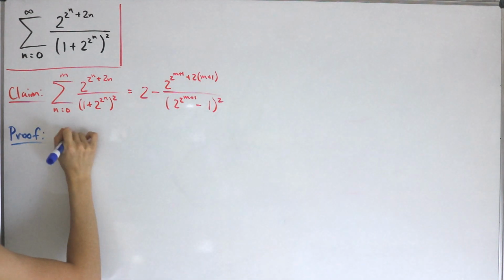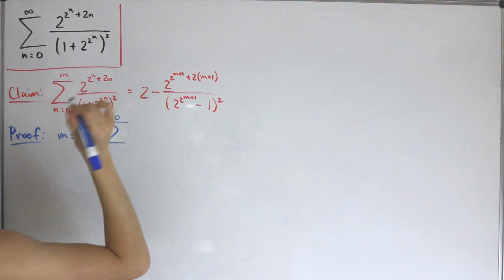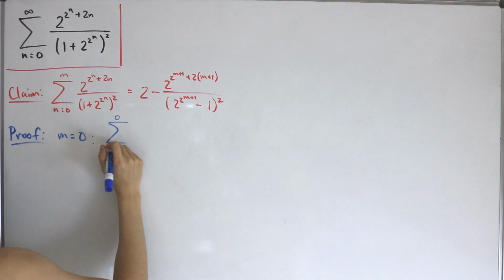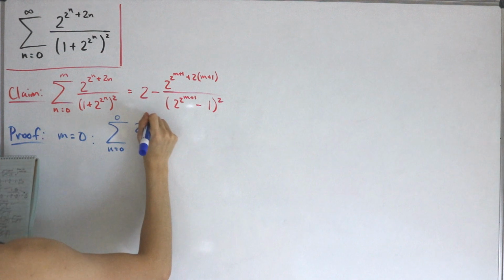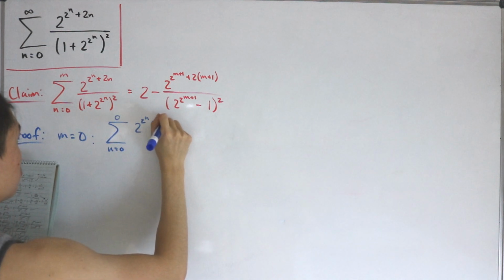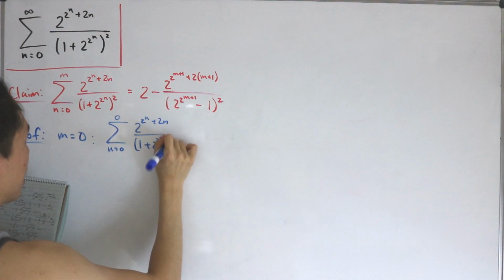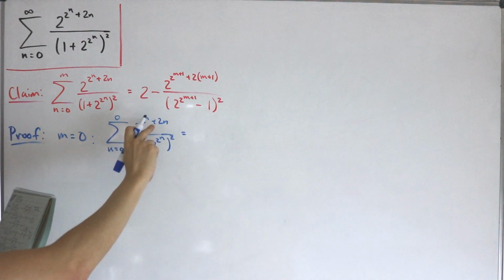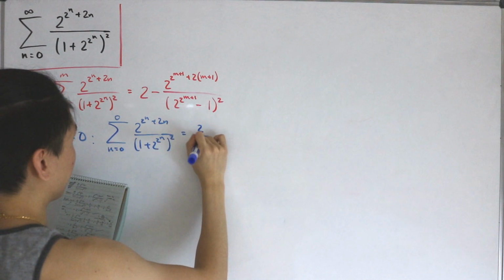So we plug m equal to 0 over here, so the finite sum starts at 0 and ends at 0. So n is equal to 0, so that means 2 to the power 2 to the power n, then plus 2n. It's just the same thing again, so 1 plus 2 squared, then n, and then square. If I put in everything for 0, you'll notice that this is just going to equal 2 divided by 9.